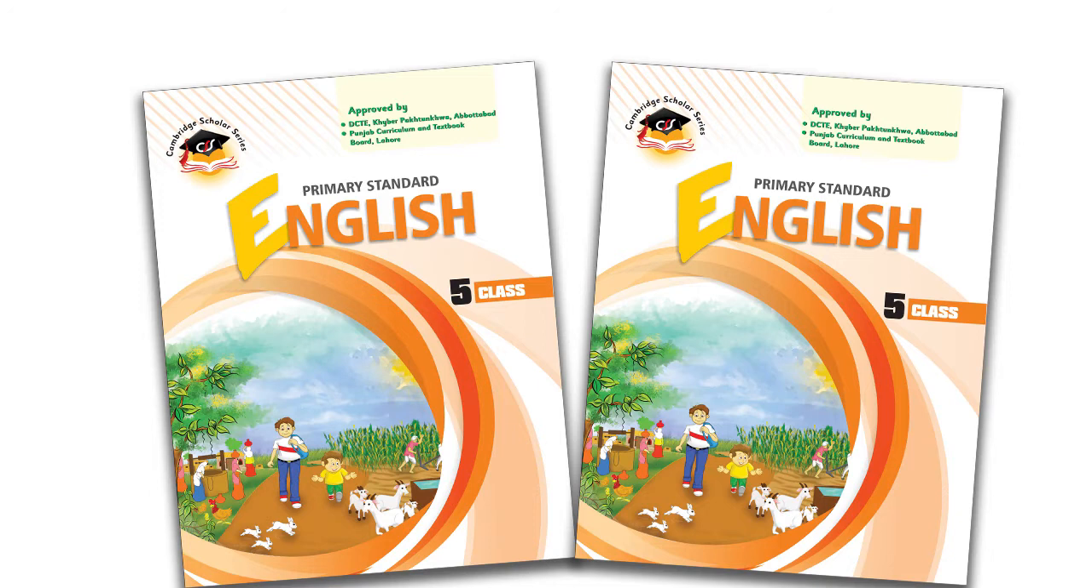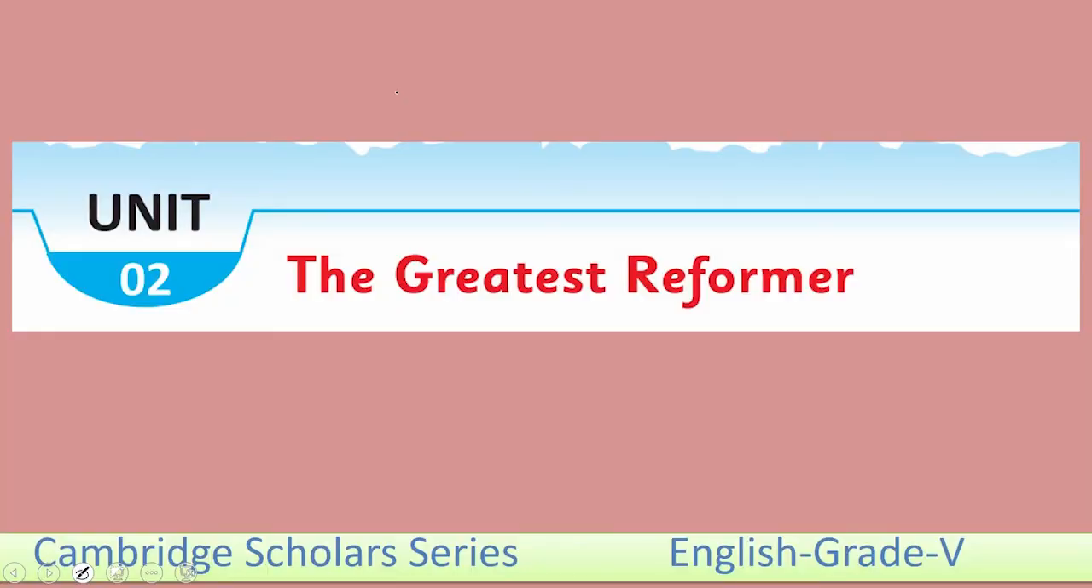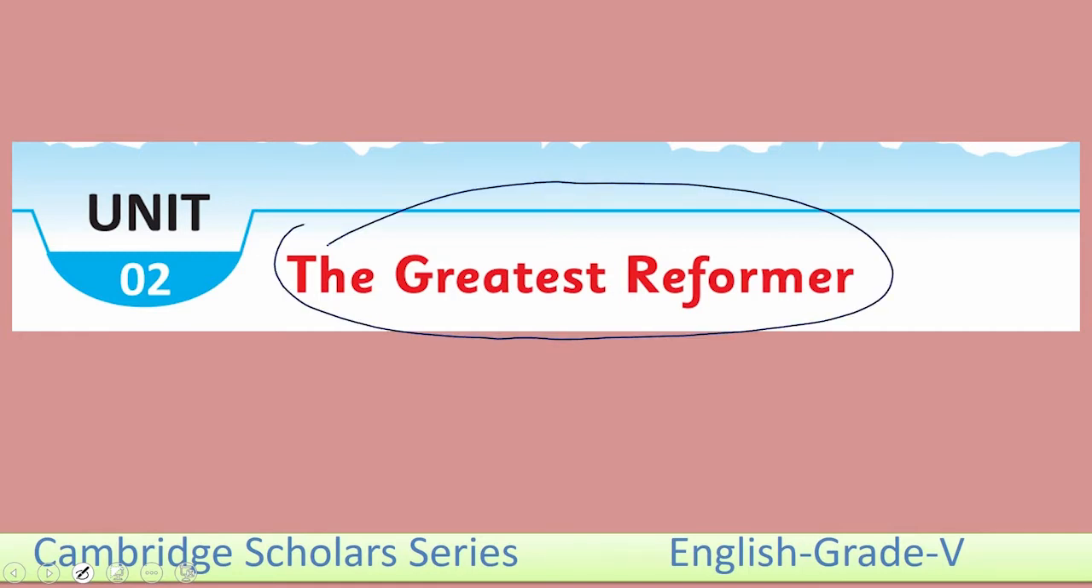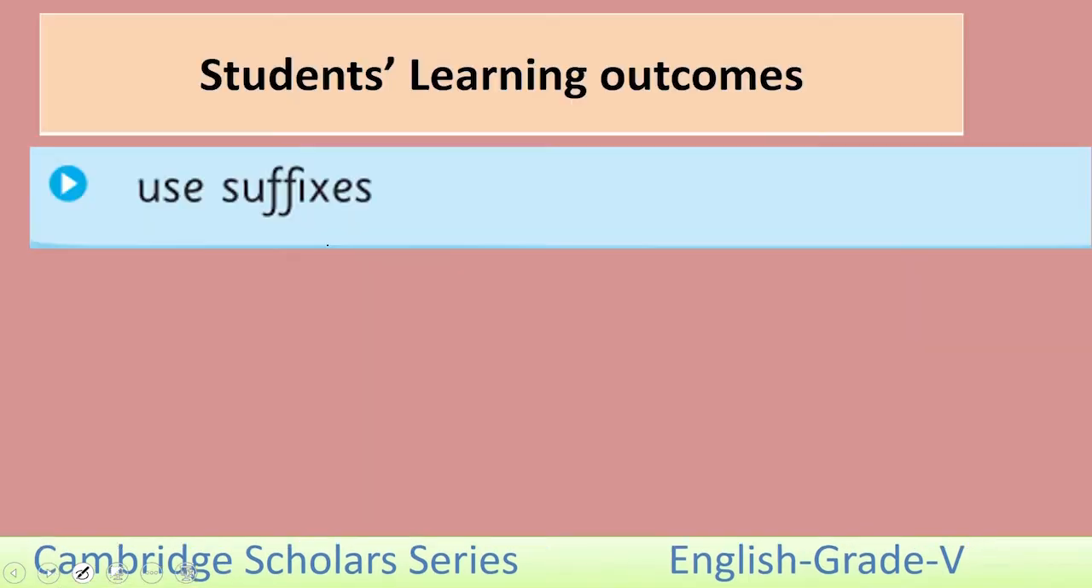Before starting the lesson, dear student, you must have with you the class 5 English textbook. We will start our lesson from unit number 2, the greatest reformer. The SLO of this lesson is to use suffixes. We will understand and learn the use of suffixes.